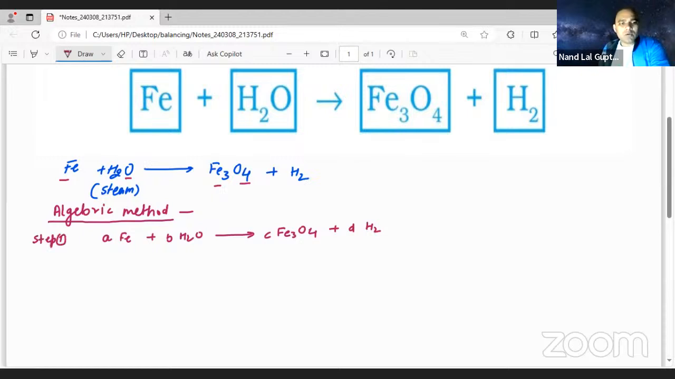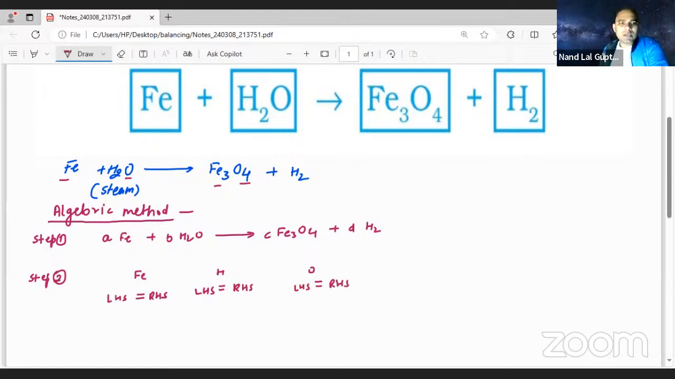Now, in step number two, we have to mention what the different types of elements are. You see, there is Fe, there is H, and there is oxygen. There are three types of elements in the given equation: one is iron, second is hydrogen, and third is oxygen. Before and after the equal to sign, we have to put the atoms on the LHS and on the RHS. So this is the LHS, this is going to be the RHS. Similarly, this is the LHS and here it is the RHS.